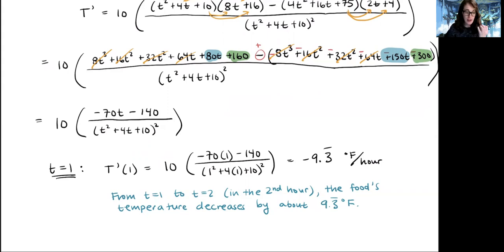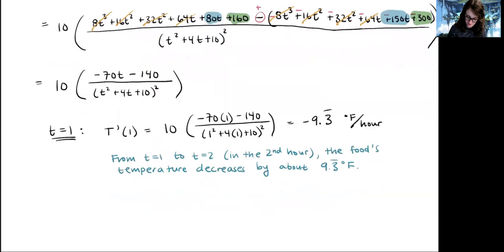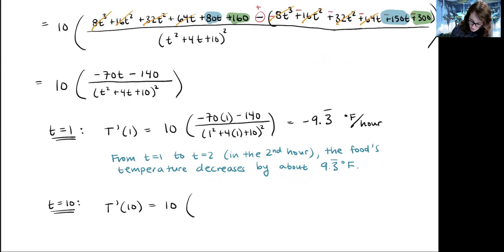Okay, at t equals 10 hours, so 10 hours after it's placed in the fridge, you would imagine that the temperature is going to be closer to like the temperature of the refrigerator, right? It will probably be decreasing less in its temperature because it will be closer to the temperature of the refrigerator. But let's see what the math says. So we're going to find T prime of 10. So we're going to plug in a 10 for little t.